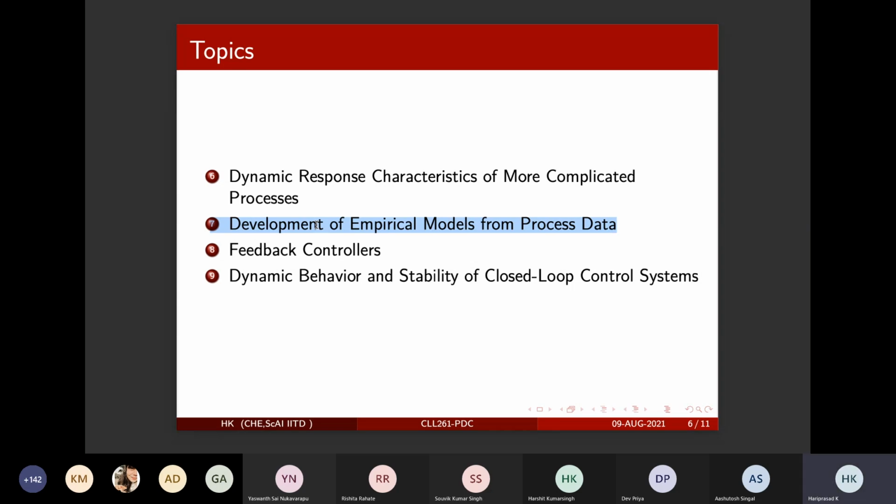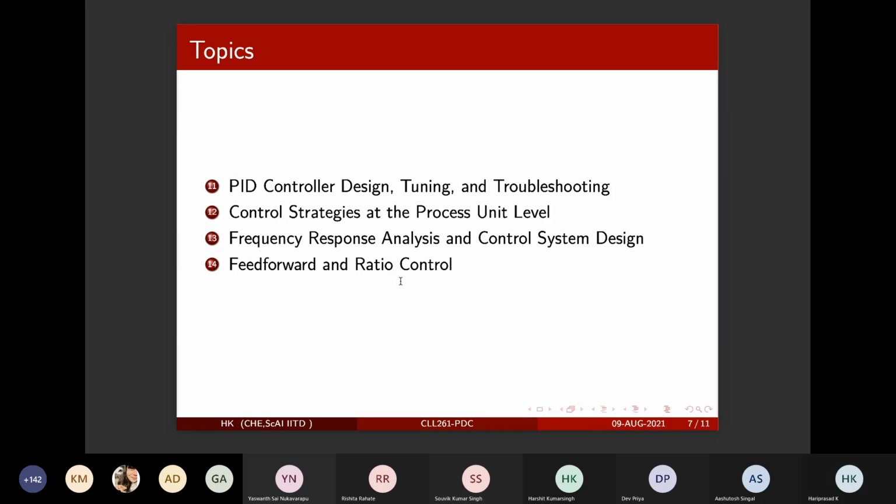Okay, so if you do, then this 50% I would say, then we could cover the dynamics. Then we'll talk about the control. What is feedback control? Then how to make the system stable, because instability is a problem. Then control design, tuning, troubleshooting, then how to do the control strategies at the unit level.